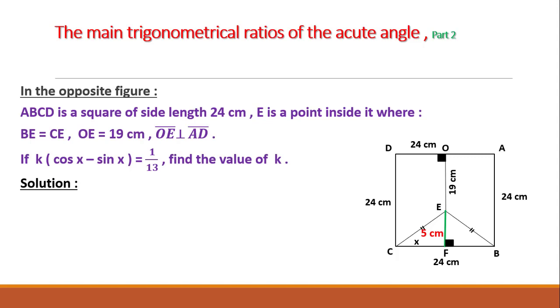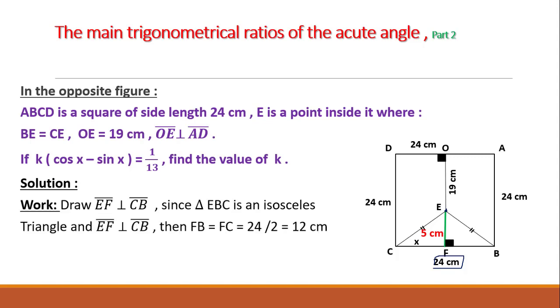And we have an isosceles triangle and a perpendicular to the base. If you have a perpendicular drawn from the vertex of the isosceles triangle to the base, it will bisect the base. So CF equals FB equals 24 over 2, which is 12. So here we have 12 and here 12. So I have here 12 centimeters and here 5 centimeters.